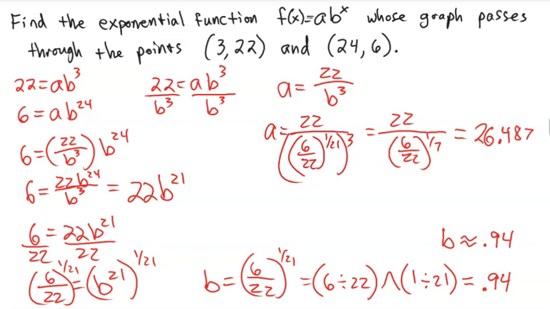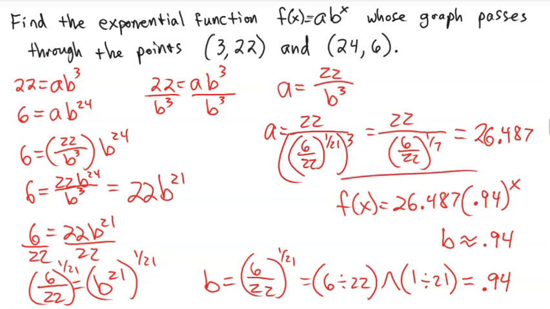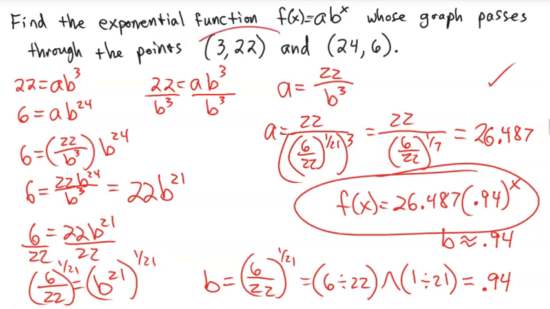And what I get for this is 26.487. Okay? And so my function, f of x, is going to be 26.487 times 0.94 to the power of x. We can test this if we key in a 3. Let's see what we get. So what I'm going to do is put a 3 in for x and see if I get 22. And sure enough, I get 21.999, which is approximately 22. So this is correct, okay? And this is how we take 2 points and identify the starting value and the growth factor of an exponential function.